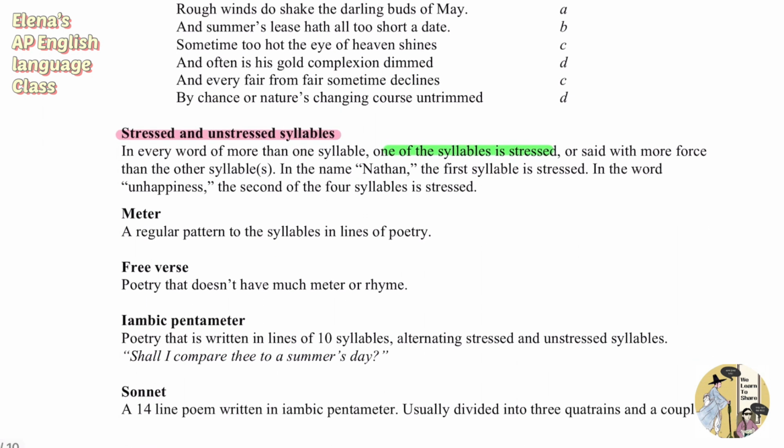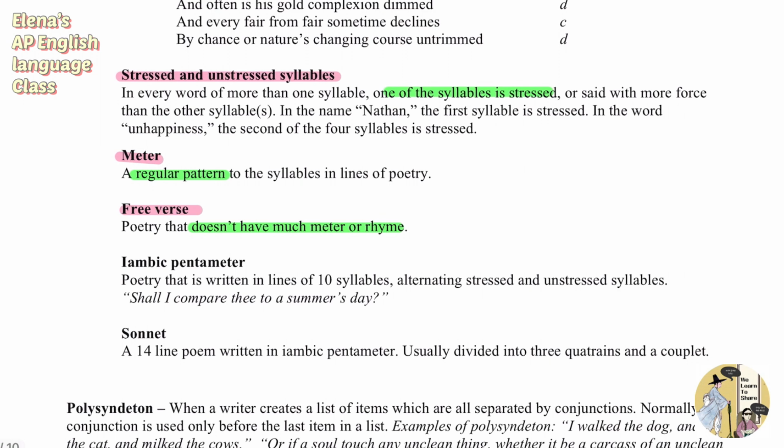Now we're going to look at meter. Meter is a regular pattern of syllables in a line of poetry. So meter is just a regular pattern, right? And then over here, free verse. Free verse is poetry that doesn't have much meter or rhyme. That's why you call it free, like it's free from rhymes and free from meter. You can memorize free verse as that. And then let's look at iambic pentameter.